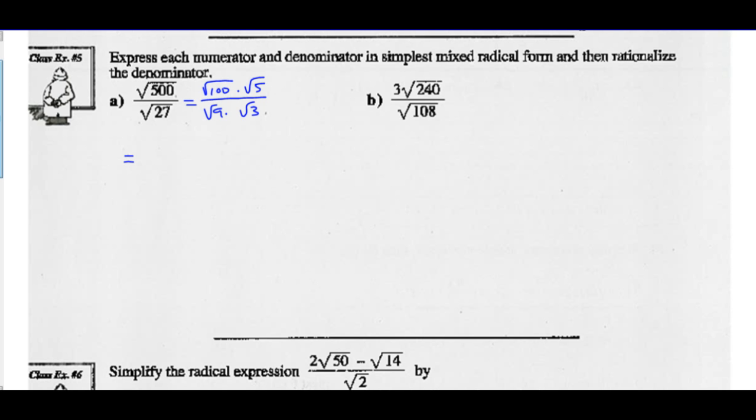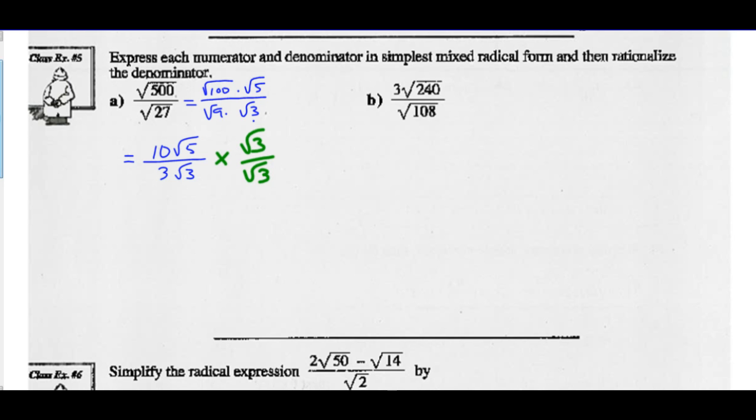So what I get is square root of 100 is 10. There is no square root of 5. Over square root of 9 is 3, and there's no square root of 3, so I keep the radical 3. So I've simplified the radical. I now want to rationalize the denominator. So I'm going to multiply by my radical denominator, root 3 over root 3, which is really just 1.